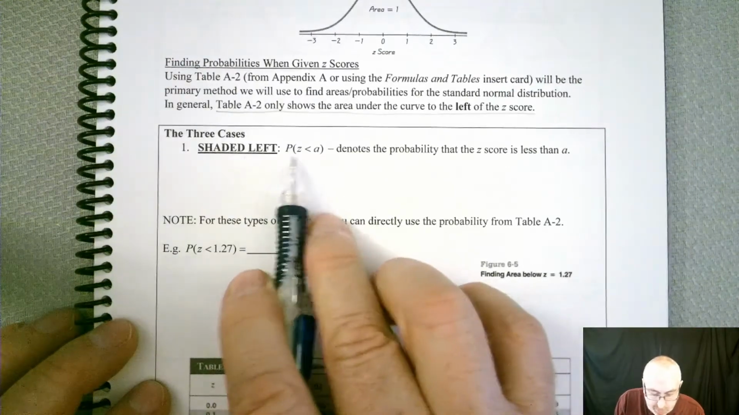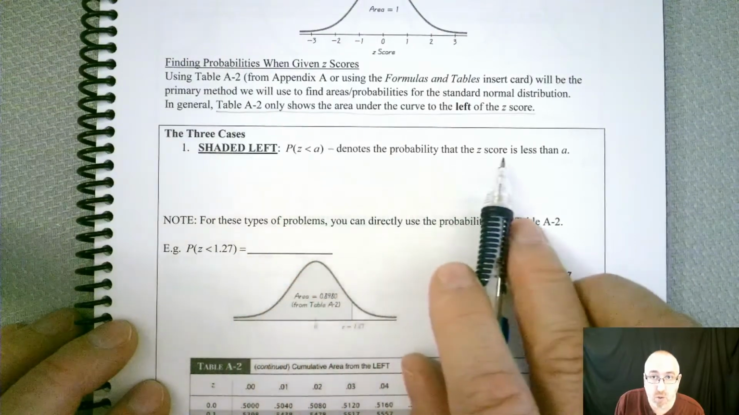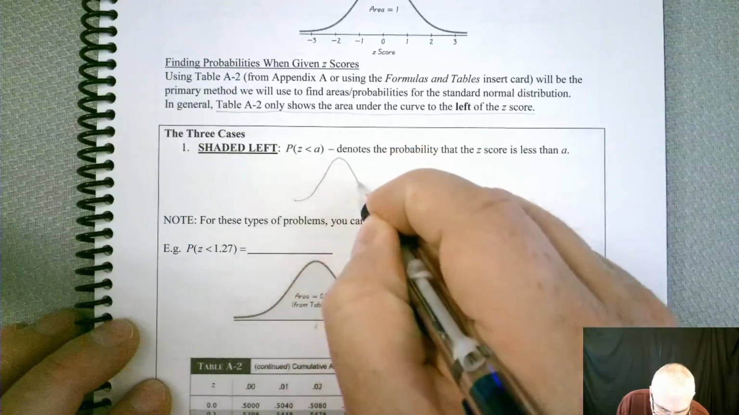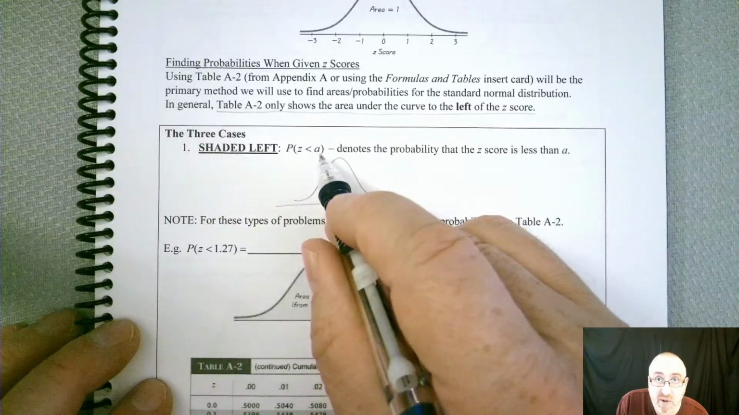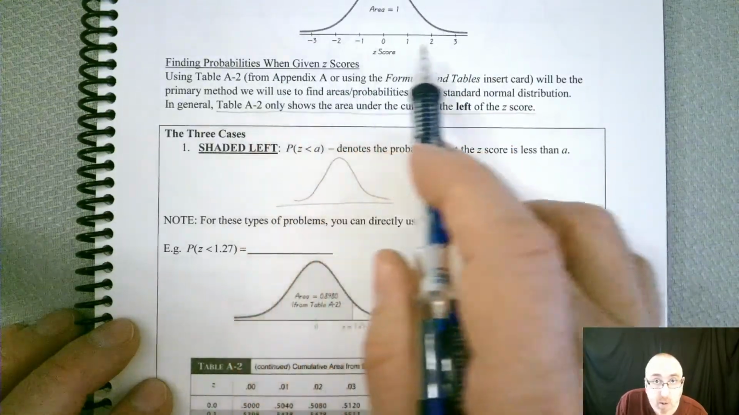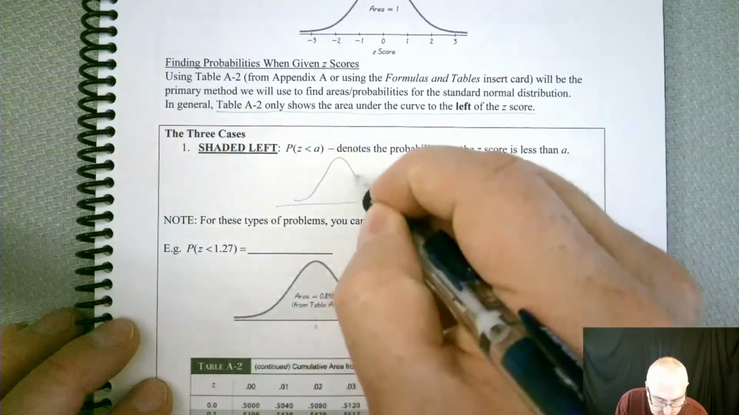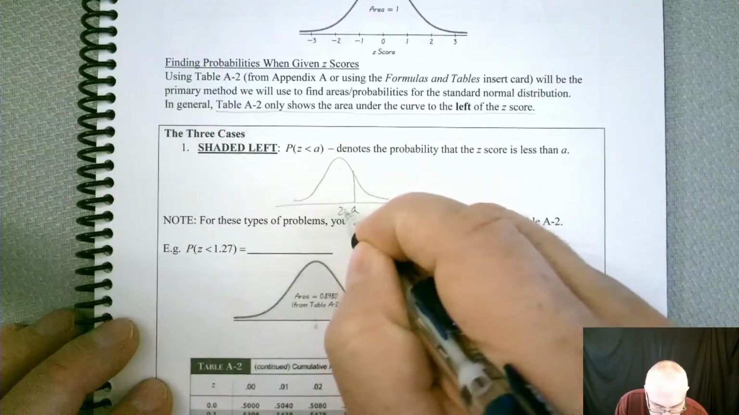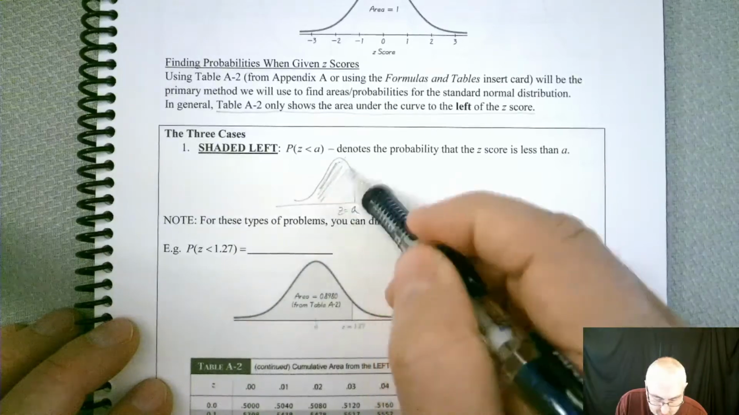So the probability that z is less than a. So this denotes the probability that the z-score is less than a. So we would have our bell-shaped curve. Again, we're looking at a specific value of a. So a is just a number somewhere on this number line. That's all a is. So I'm going to say, let's pretend a is over here. So this is where z is equal to a, and I'm going to be shading on the left-hand side.